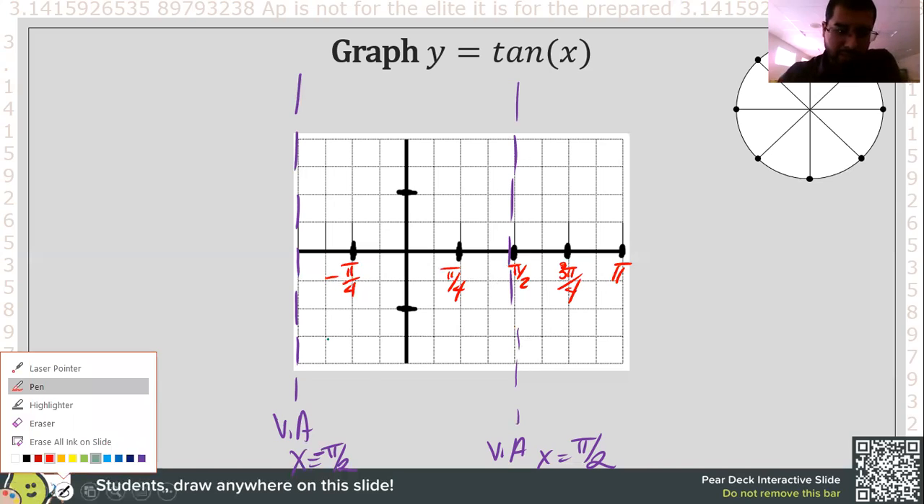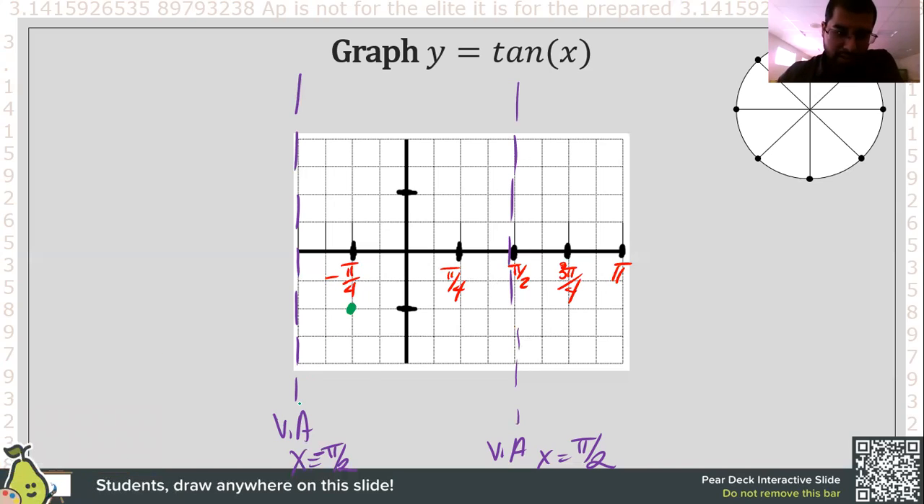Let me make it in green. We have something that is coming from the vertical asymptote. Then it passes at negative pi over 4 to 1. Then through the origin. Then when pi over 4 is my x value, my y value is 1. And then all the way to infinity. This is something you are not familiar with. This is how to graph tangent in my videos and in your notes.